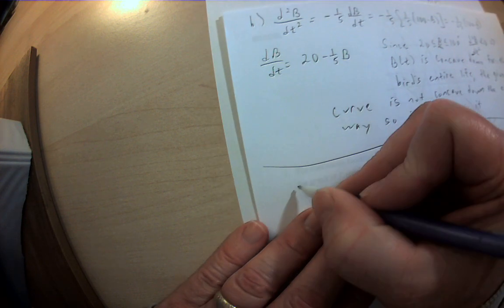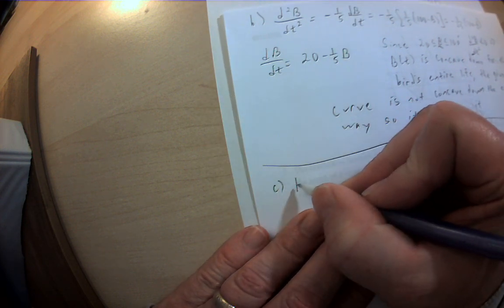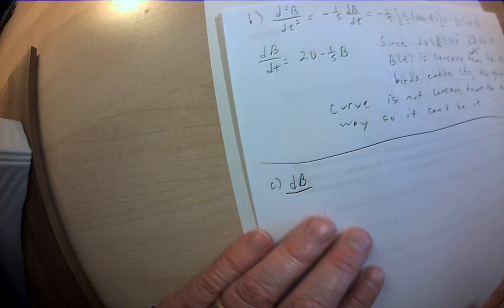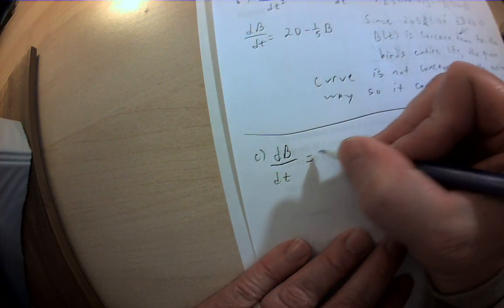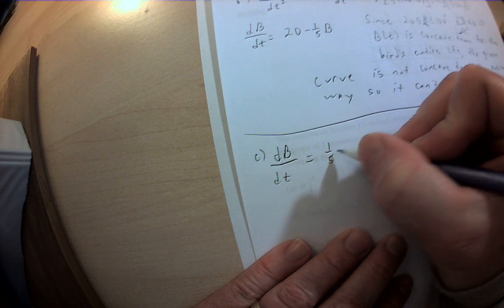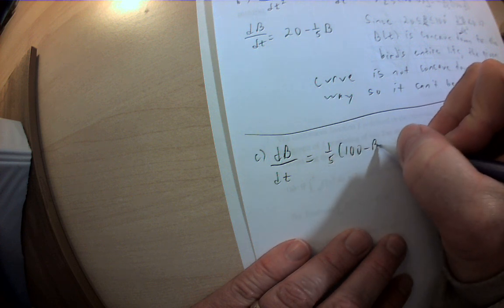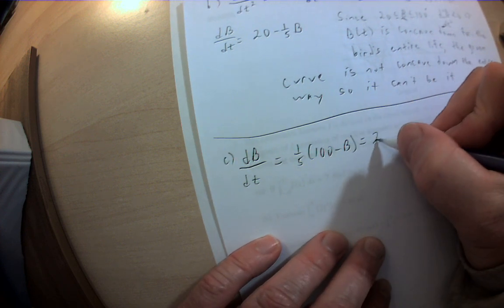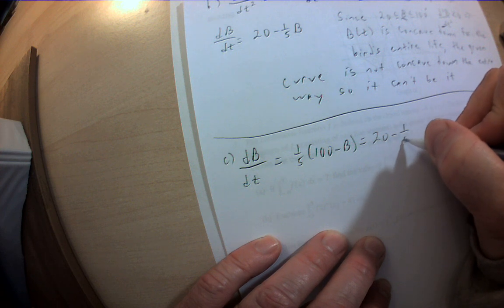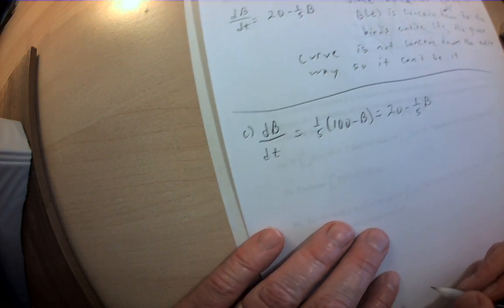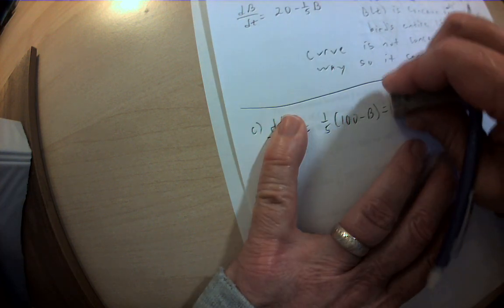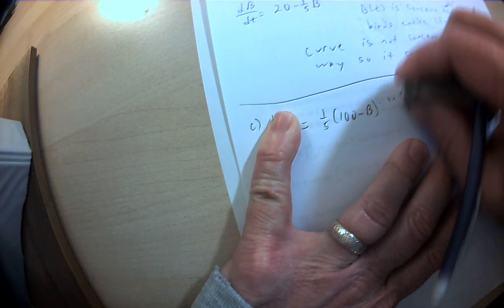So guys, I know this. Part C. Always good to label your stuff. Help the grader. You tend not to want to upset the grader. So db/dt equals 1/5 (100 minus b). Guys, I did it up above. It's 20 minus 1/5 b. Okay, so I'm going to do separation of variables.